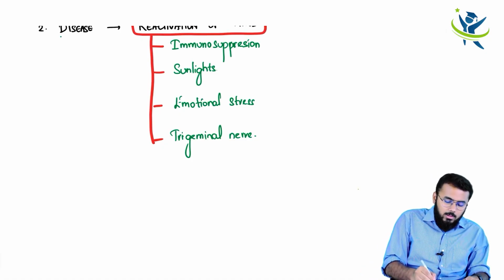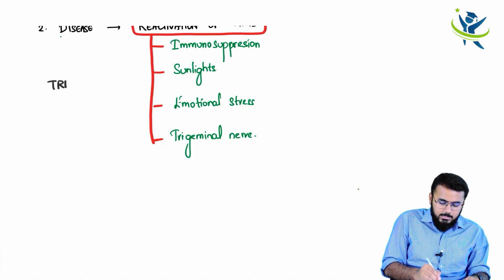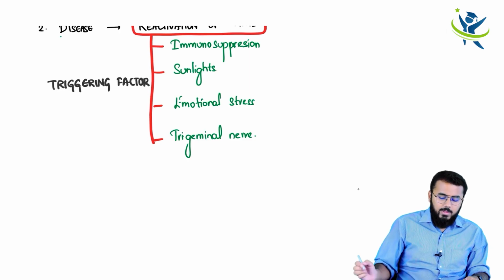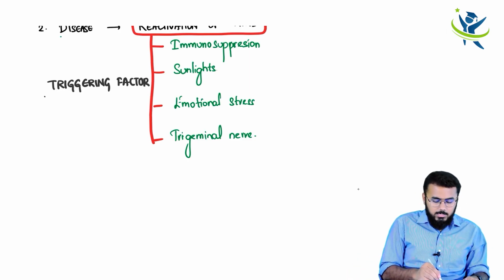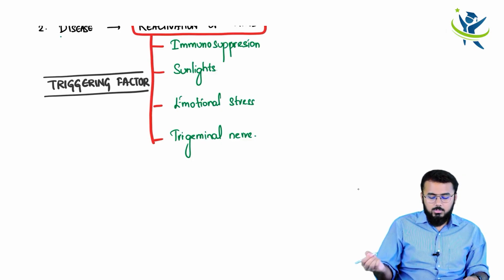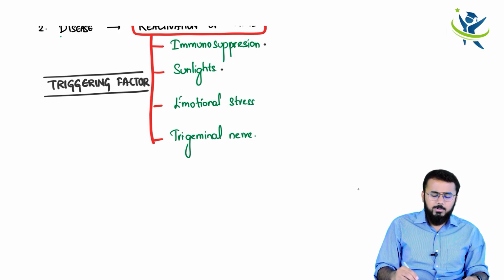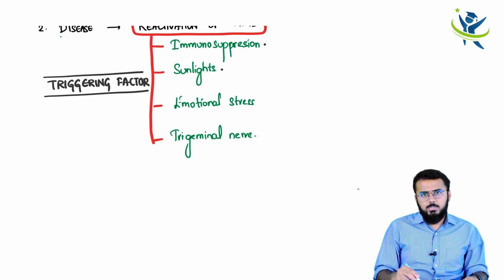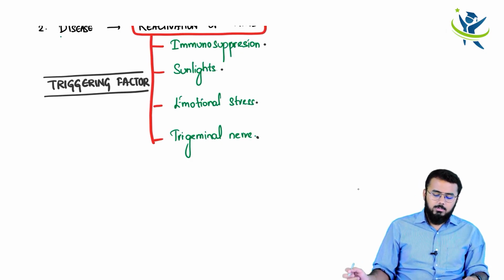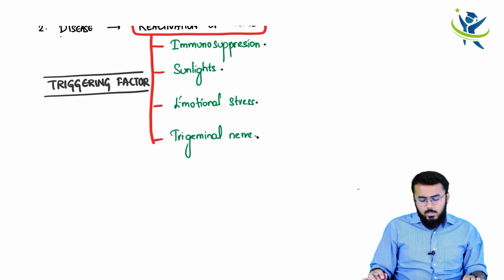So can I call these factors the triggers? They are called the triggering factors, right? So these triggering factors include immunosuppression, sunlight, immunodeficiencies. Any kind of AIDS is an immunodeficiency condition. Then emotional stress, trigeminal nerve manipulation, all of this. I hope you understood. Now look here.